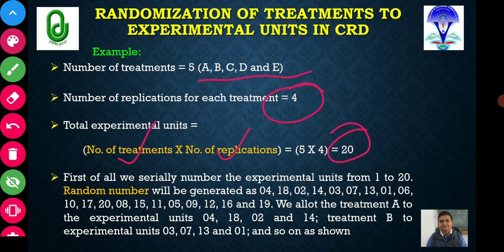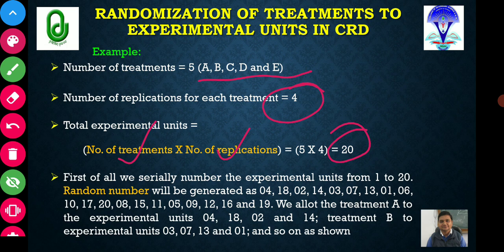Then you generate random numbers. Random number generation I have already discussed many a time, in my previous lecture. If you do not remember, just go and refresh yourself on how to generate random numbers. Even in your Excel, you can generate random numbers. If you type in Google how to generate random numbers, you will get the idea of how to generate them in Excel. So random numbers will be generated.